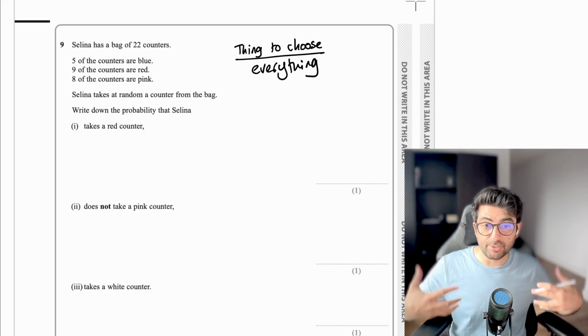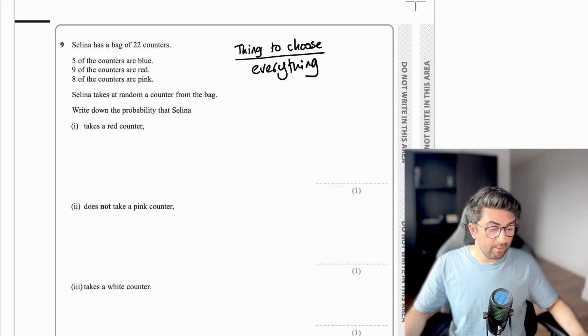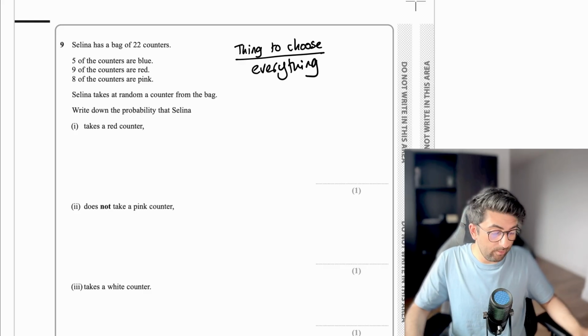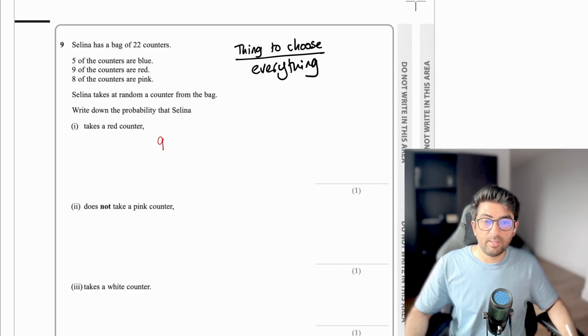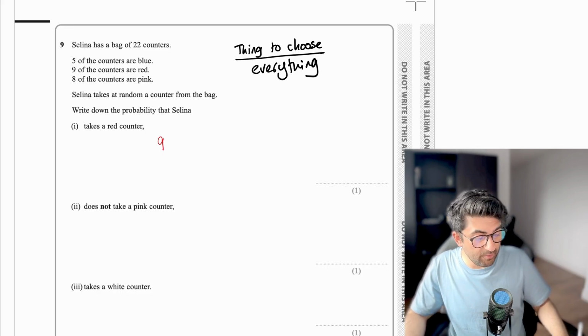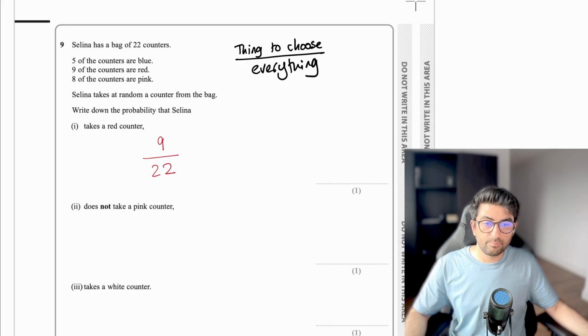So the first question says she's choosing a red counter. So how many red counters are there to choose from? There's 9. So that's our top number in our fraction. And how many counters are there altogether? It says there's 22, so it's 9 out of, so red counters, out of everything, which is 22. Simple.